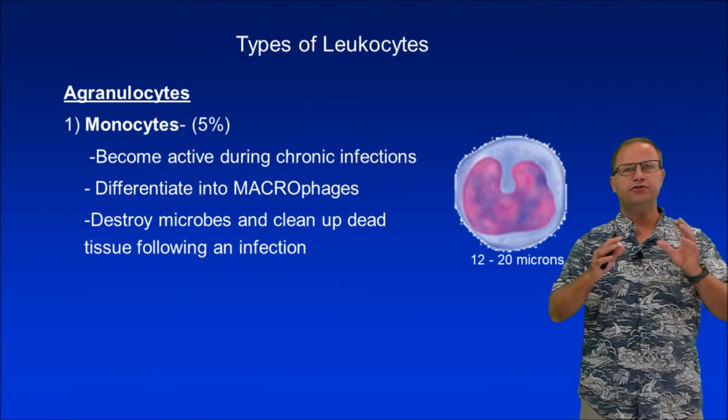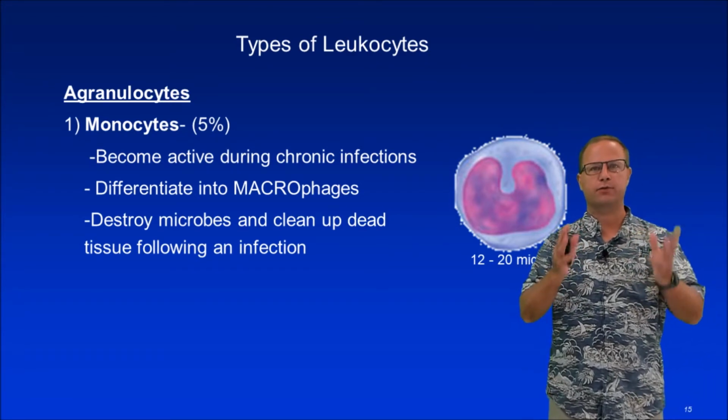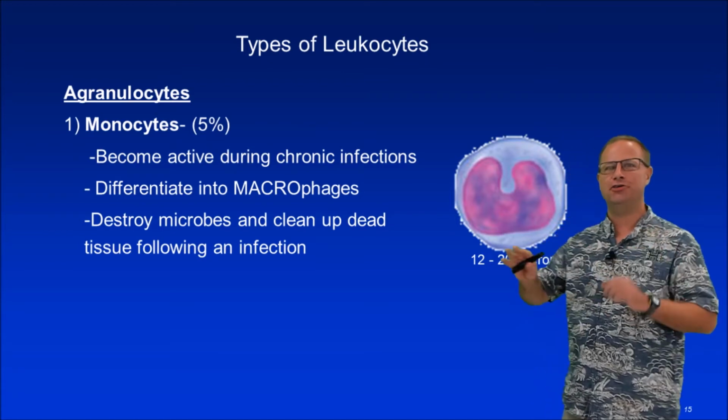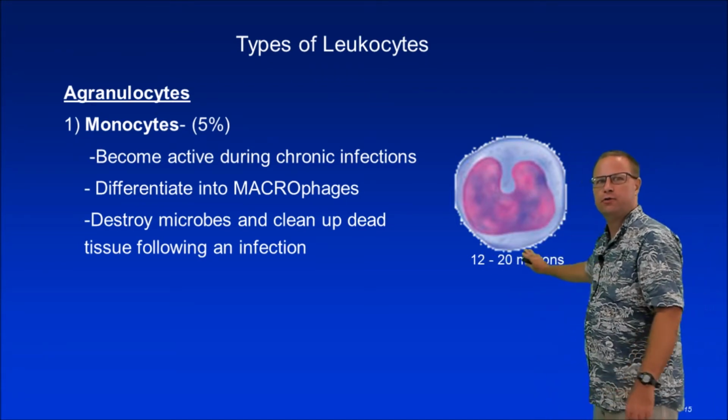All right, now we're going to move on to our agranulocytes. So these things don't have granules. And our first agranulocyte is something called a monocyte. And monocytes are huge, very, very large compared to a red blood cell.